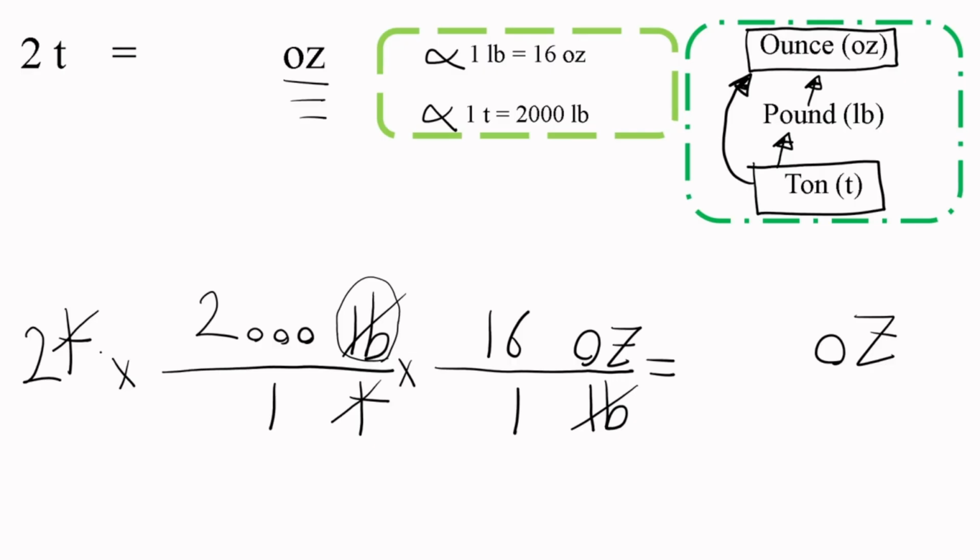2 times 2 will be 4. 4 times 16 will be 64. And of course, we have 3 zeros. So 64,000 ounces.